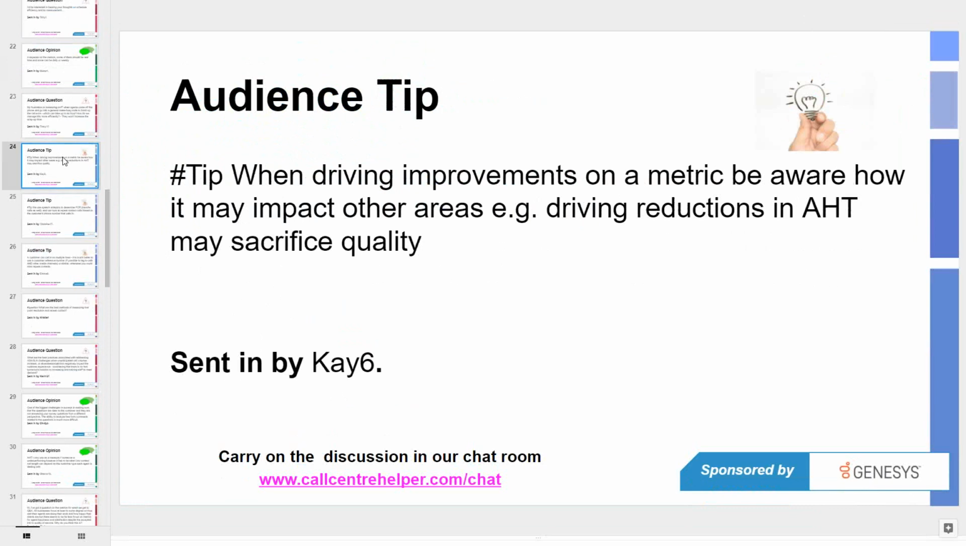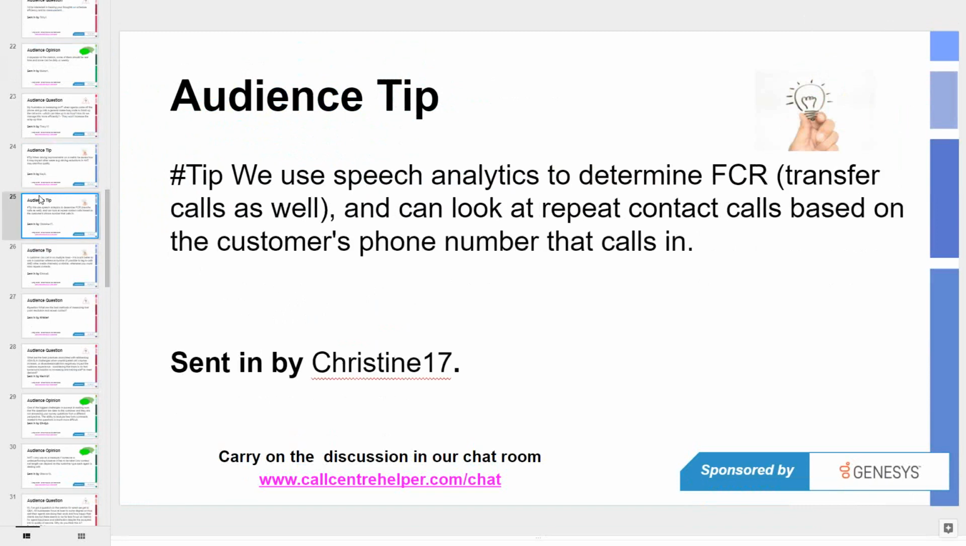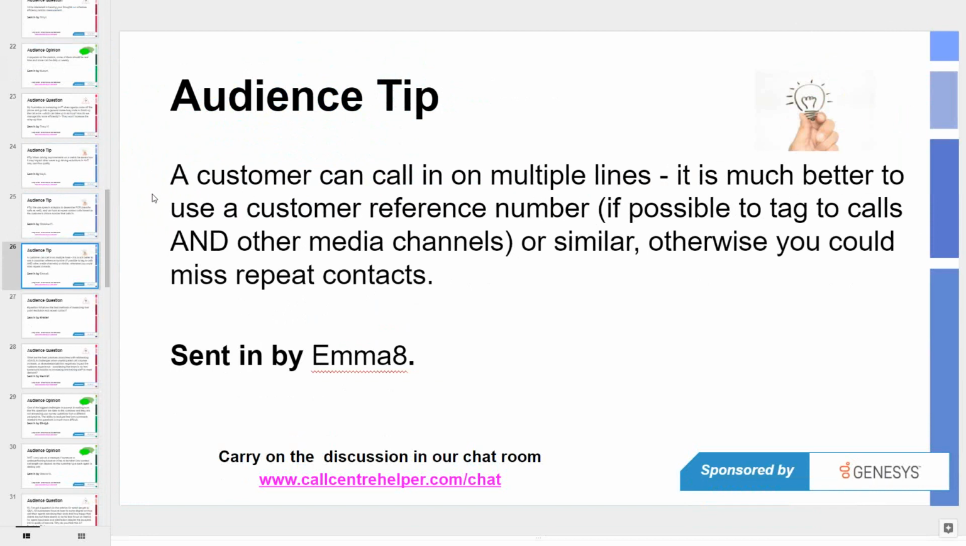Okay, so we've got some tips coming through from audience members, tips on contact center metrics. Kay said, when driving improvements on a metric, be aware how it may impact other areas, e.g. driving reductions in AHT may sacrifice quality. Christine said, we use speech analytics to determine FCR and transfer calls as well, and can look at repeat contact calls based on the customer's phone number that calls in. And Emma said, a customer can call in on multiple lines. It is much better to use a customer's reference number, if possible, to tag to calls and other media channels, or similar. Otherwise, you could miss repeat contacts.